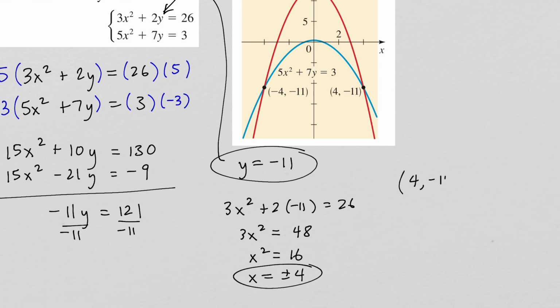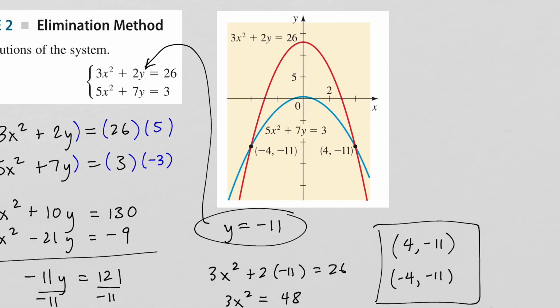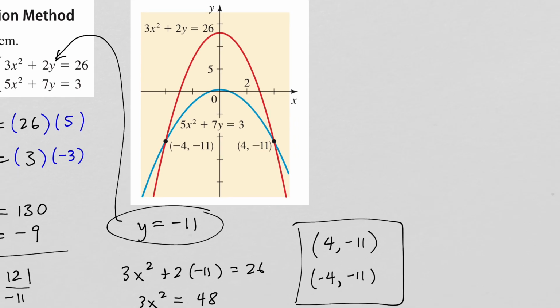One solution is x equals 4, y equals negative 11. The other solution is x equals negative 4, y equals negative 11. And you can see, according to the graph, those are the 2 points of intersection.